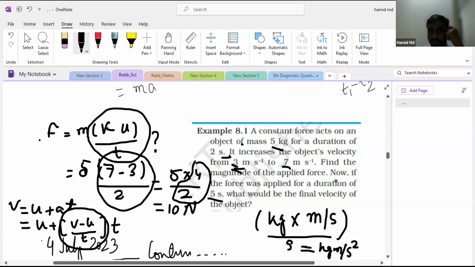Find the magnitude of the force. If the force was now applied for a duration of 5 seconds, what would be the final velocity, right? Yeah, of course. So it will be 7 minus 3 by 5.